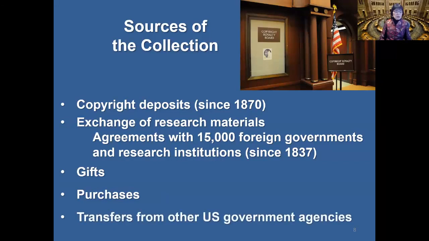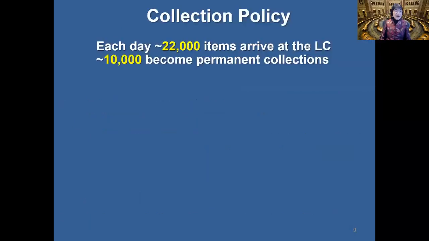appropriation money to purchase important books. Then they also receive transfers from other U.S. government agencies. So based on all those 5 different kinds of sources, every day they receive more than 20,000 items. When I say items, it's not necessarily only books, it could be anything we just talked about.